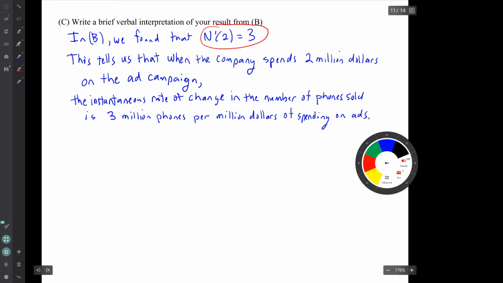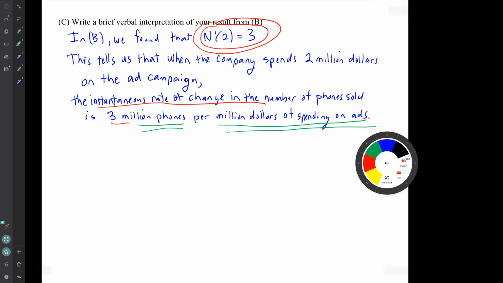Number n prime parentheses 2 equals 3. That just tells us that the instantaneous rate of change is 3. We have to tack on the units, millions of phones per millions of dollars of spending on ads. Whatever the units of n are, that's millions of phones, divided by whatever the units of the variable x are. That's millions of dollars of spending on ads. And so this circled equation involving the derivative symbol translates literally into this sentence about instantaneous rate of change.